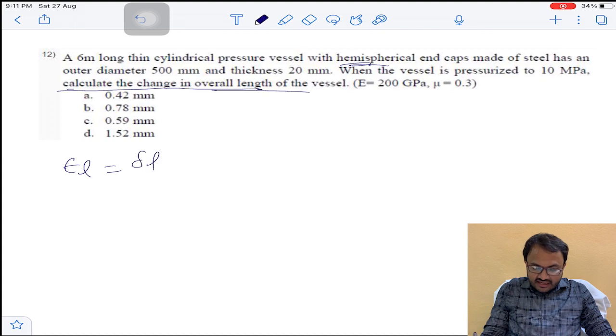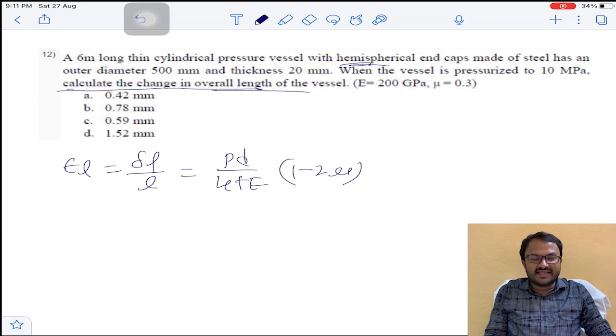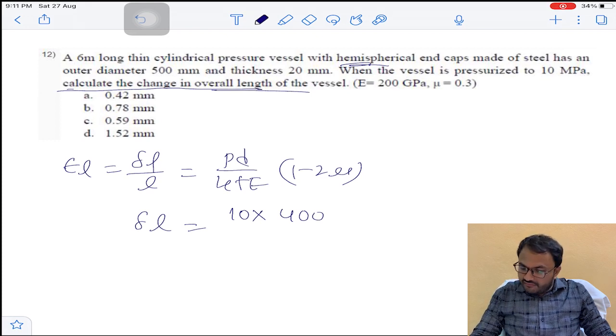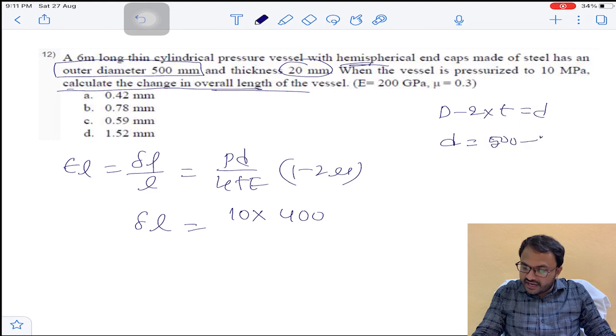longitudinal strain delta L divided by L is equal to PD by 4TE into (1 minus 2 mu). This is for the cylinder. Here we need to calculate delta L, where P is 10 and 6000 is the length. You can observe here the outer diameter is 500 and thickness is 20 mm. So outer diameter minus 2 into thickness will give you the internal diameter. That internal diameter is equal to 500 minus 2 into 20. So it will be 460. So this D is 460.